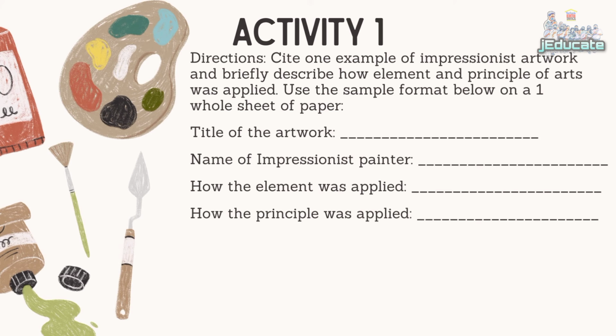For further understanding about the topic, let's have activity number 1. Directions. Cite one example of Impressionist artwork and briefly describe how elements and principles of arts were applied. Use the sample format below on a one-whole sheet of paper. Title of the artwork. Name of Impressionist painter. How the element was applied and how the principle was applied.